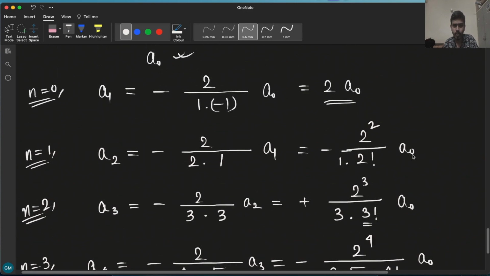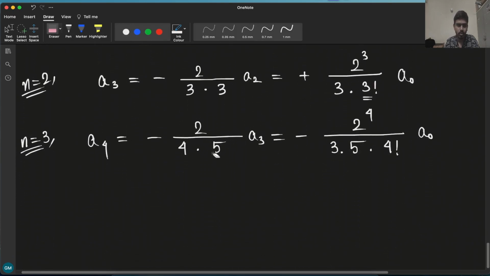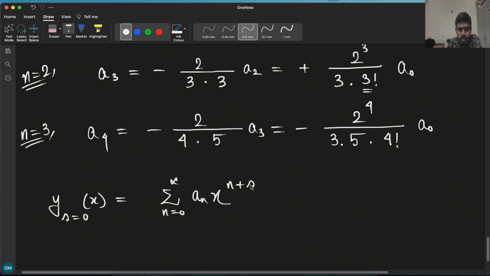Just write it as 2 factorial, no problem. It will follow this kind of pattern. So it basically gives you the y for s equals 0, the solution will be a0 x to the power s. Okay, let me write it in the summation form first. So summation n equals 0 to infinity an x to the power n plus s.